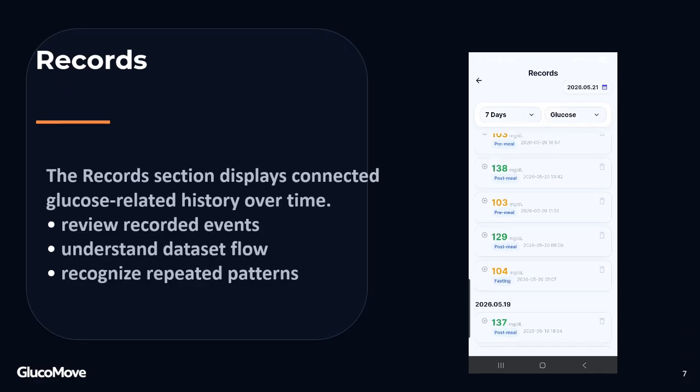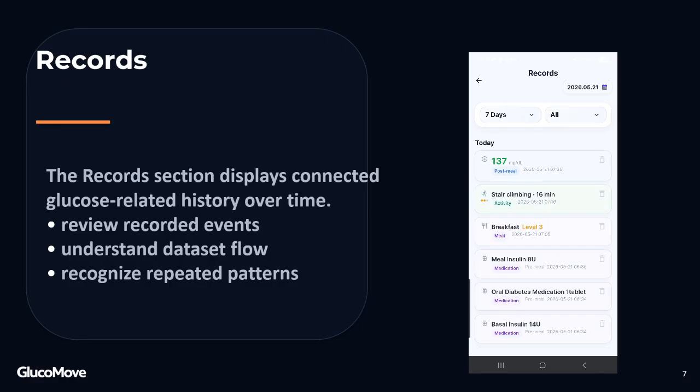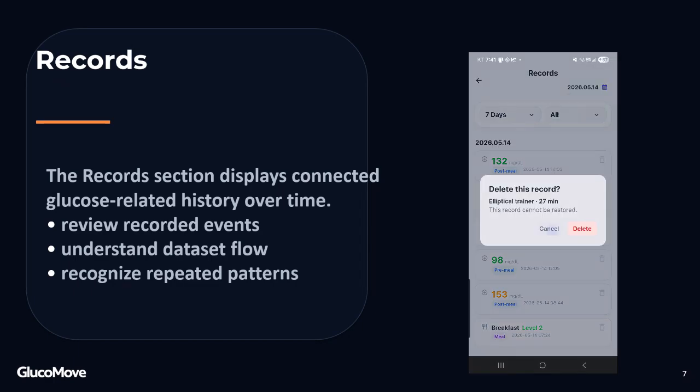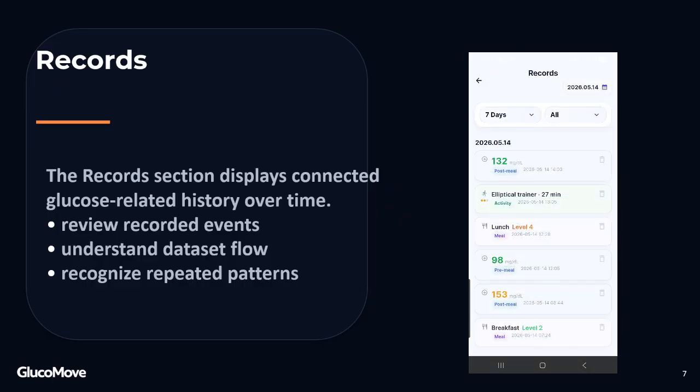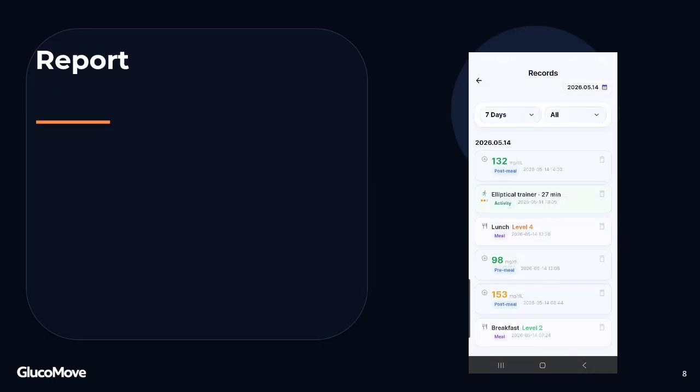The goal is not simply to store information. The goal is to make glucose history easier to understand and review. The Records section displays all user-entered events and connected history over time. Users can also adjust search and filter conditions at the top of the page to review specific types of records, datasets, or time periods more efficiently.